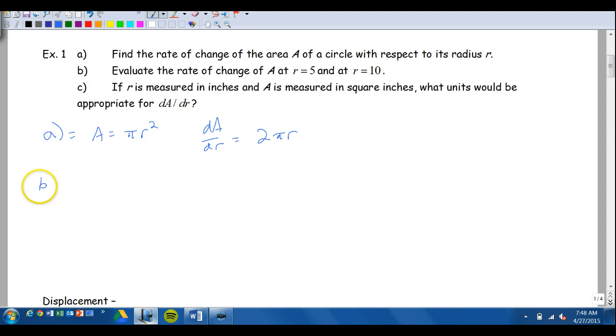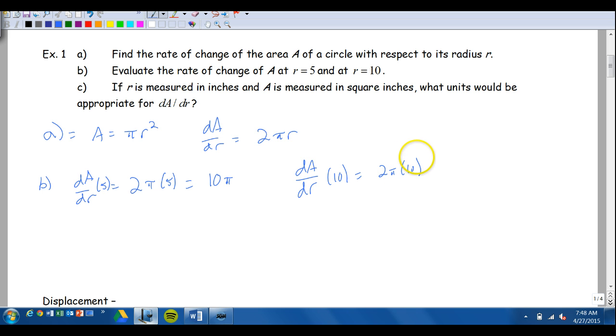So then part B just says evaluate that equation when r is 5. And when r is 5, we get that the area is changing at a rate of 10 pi. And we'll talk about the units in a second. When r is 10, you get 2 times pi times 10, or that it's changing at 20 pi.